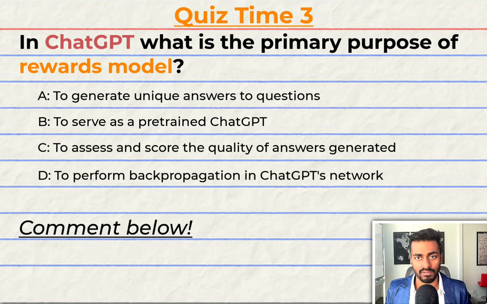In ChatGPT, what is the primary purpose of the rewards model? A, to generate unique answers to questions. B, to serve as a pre-trained ChatGPT. C, to assess and score the quality of answers generated by ChatGPT. Or D, to perform backpropagation in ChatGPT's network.